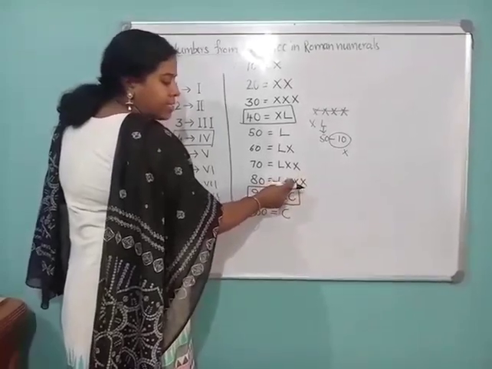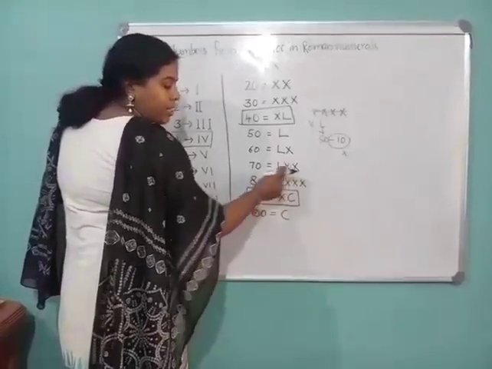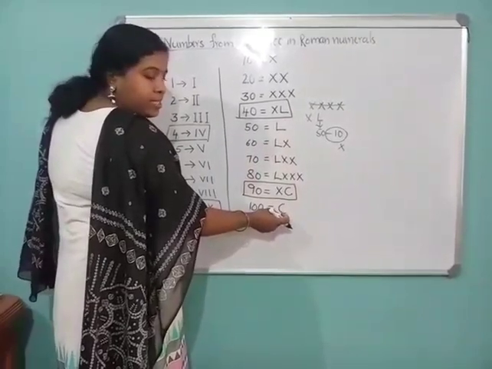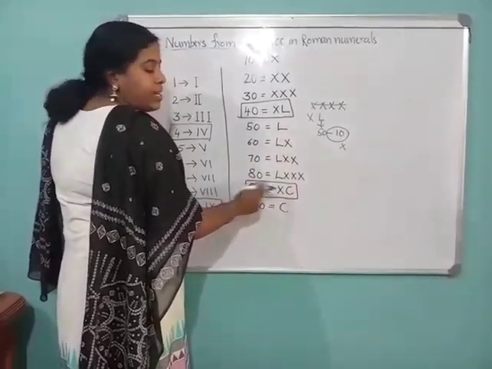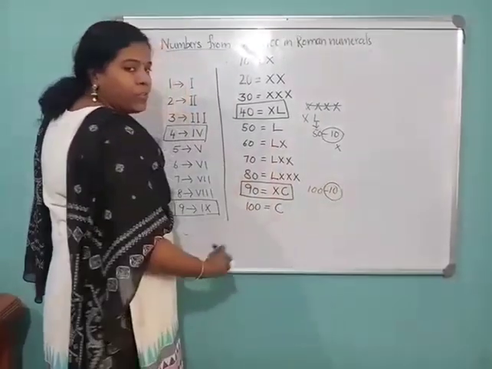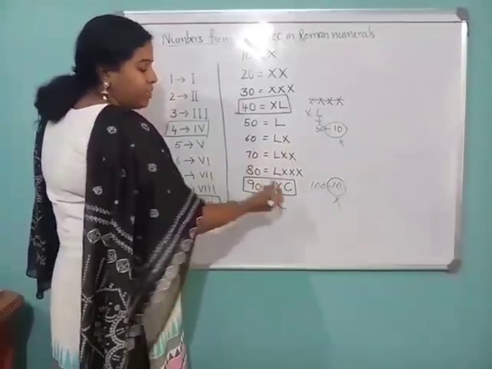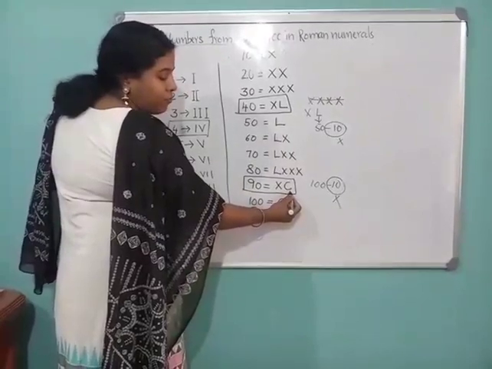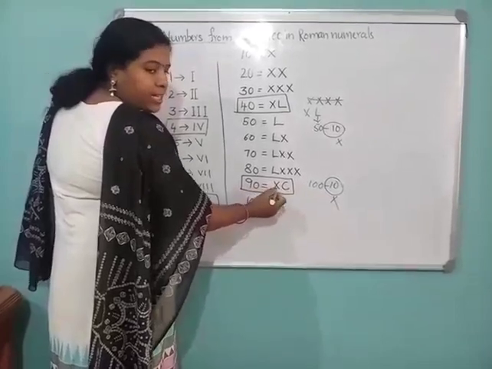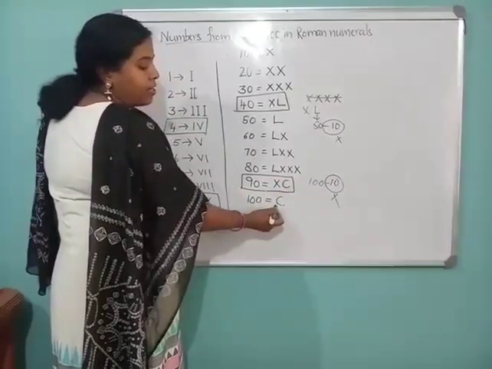So LXXX. Now again 90. We cannot repeat the X more than 3 times. So we took the next symbol. Next symbol is C. That is for 100. How to get 90? 100 minus 10. If you want to subtract, what should we do? We should write the subtracting symbol on the left hand side of it. So this is the symbol for 100. We write the 10 on the left hand side of it. So for 90, the numeral is XC, and for 100, C.